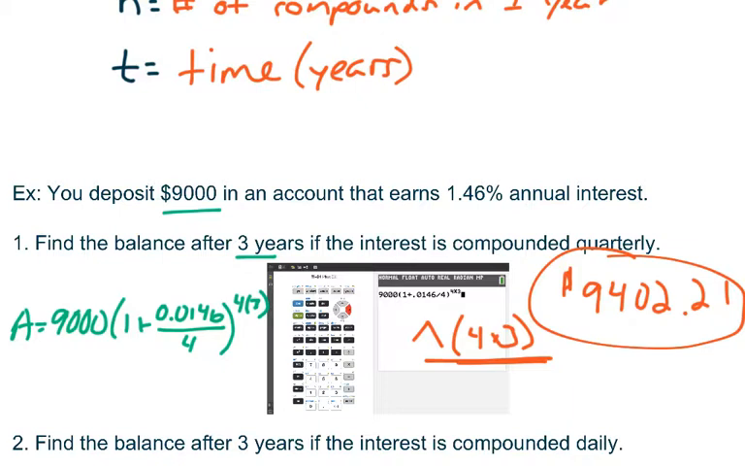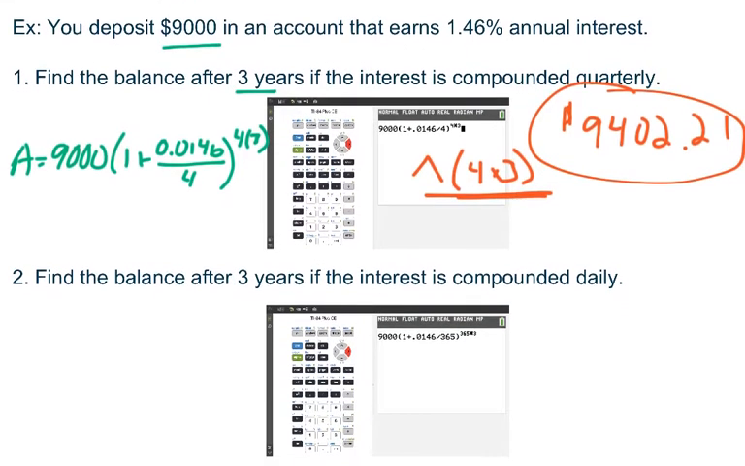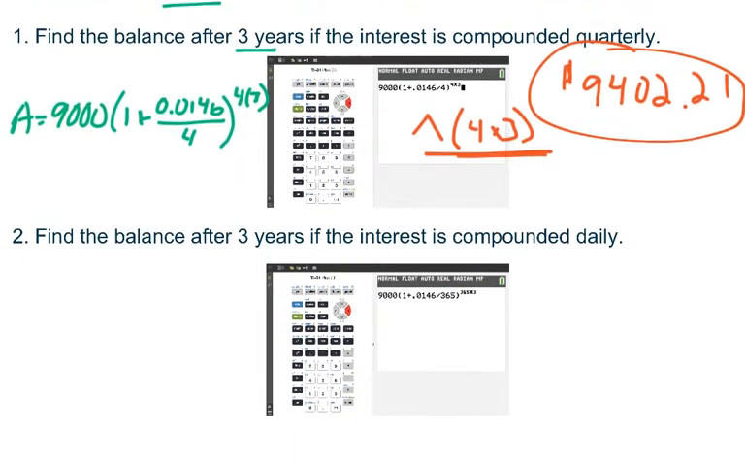If you compounded quarterly after 3 years, you would have $9,400. If you're compounded daily, that changes just a little bit. That changes your equation just a touch. The only difference is the N value changes. Daily means 365, so our N value is going to be 365. I'm going to have 365 in both places, just like I have 4 here. The 4s now are going to become 365.